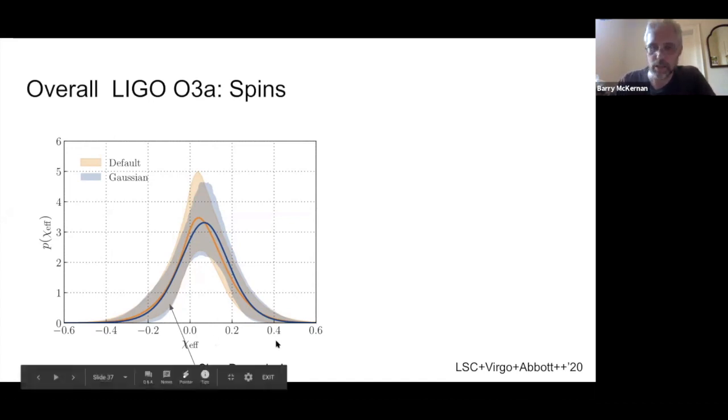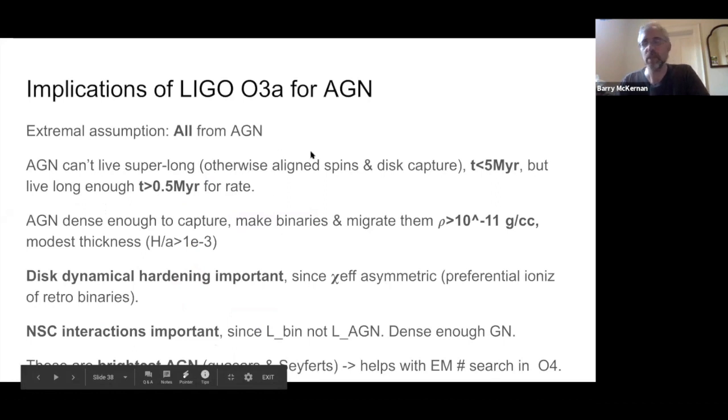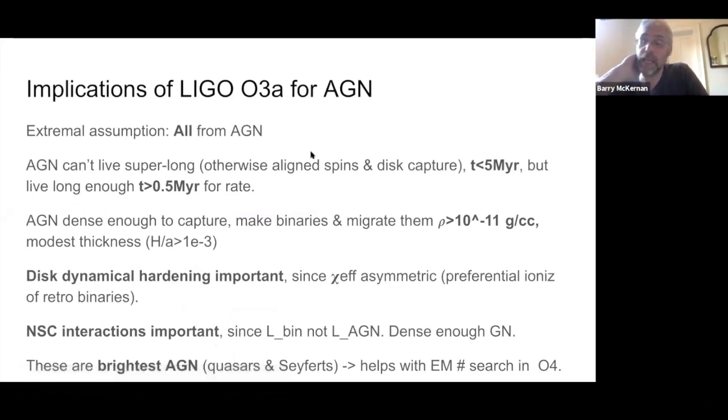Okay, so let's say we get a phone call from the aliens who run this simulation that we call our universe, and they say, you know what? Well done, guys. It's AGN. That's it. So what could we reverse engineer? What can we say about the properties of these things? If we make an extremal assumption, just say everything is coming from AGN. It isn't, because that's not the way the universe works, but let's just assume it.